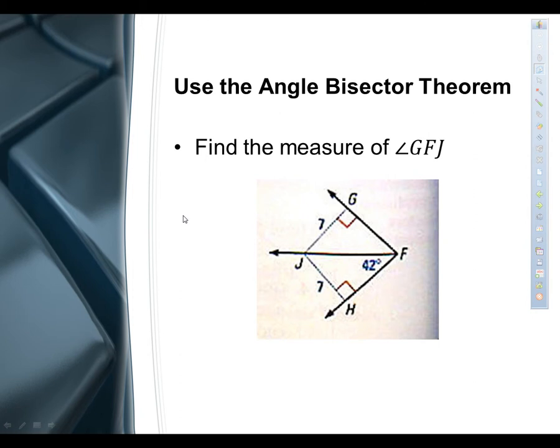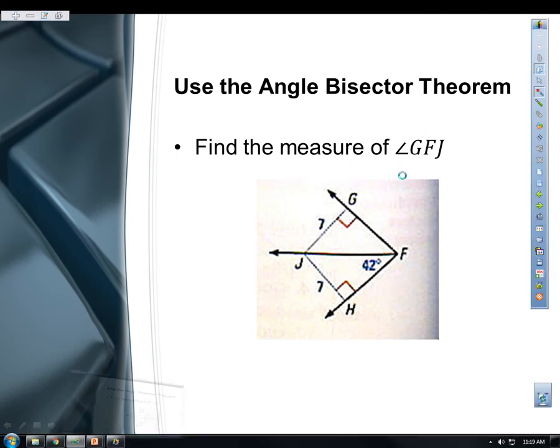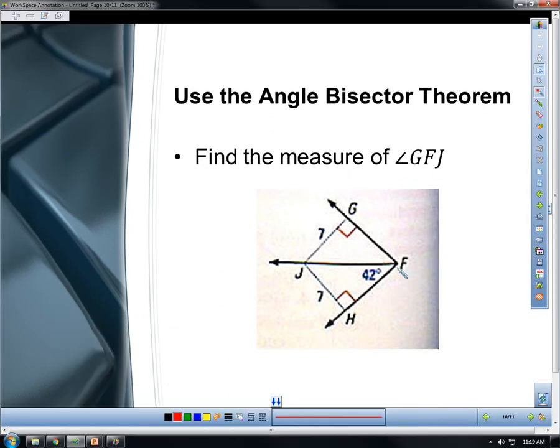Use the angle bisector theorem. So it says find the measure of angle GFJ. So we're looking for this guy right here. And so since J is equidistant from both sides, it means this is on the angle bisector. So it means this angle is cut in half, so this side would simply be 42 degrees.